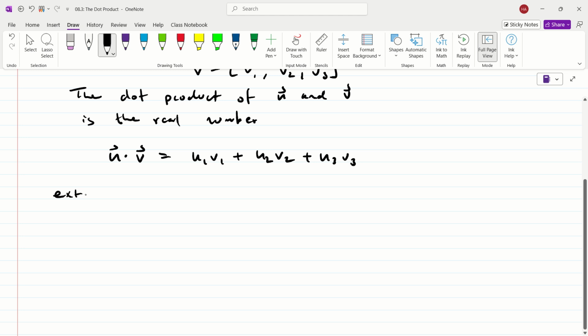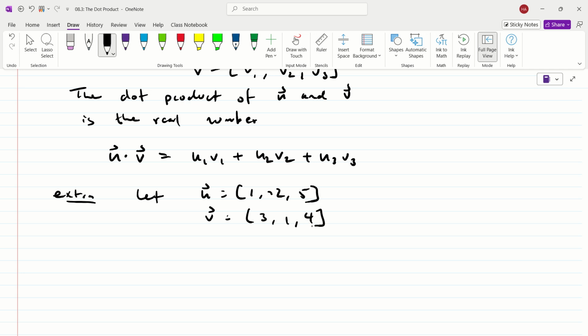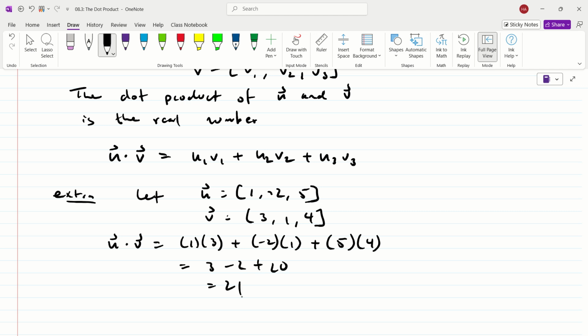So let's get acquainted with the dot product with a quick computation. Suppose we have two vectors, u made up of 1, negative 2, 5, and v made up of 3, 1, 4. The dot product of u and v is equal to 1 from the first vector times 3 from the second vector plus negative 2 from the first vector times 1 from the second vector plus 5 from the first vector times 4 from the second vector. So that's 3 minus 2 plus 20. You got yourself 21. So the dot product between u and v is equal to 21.